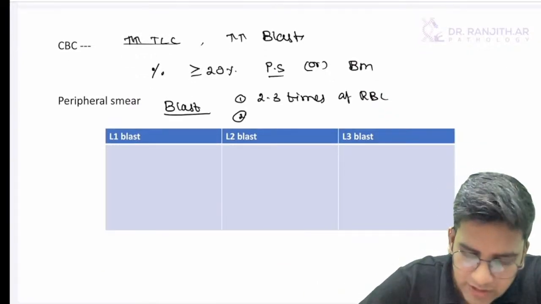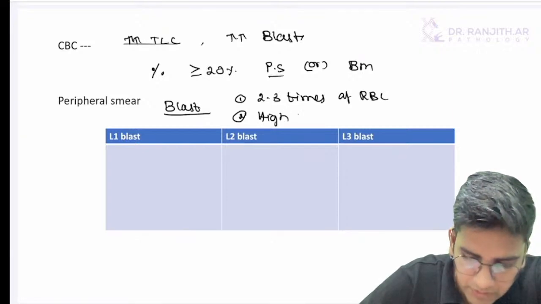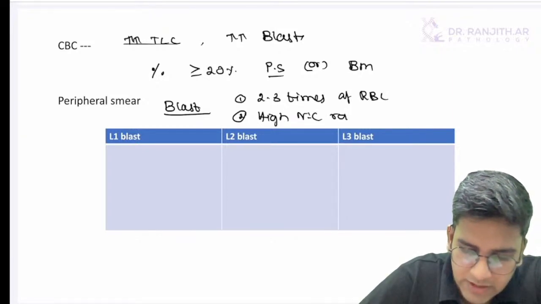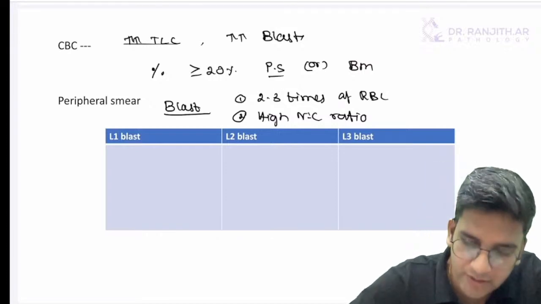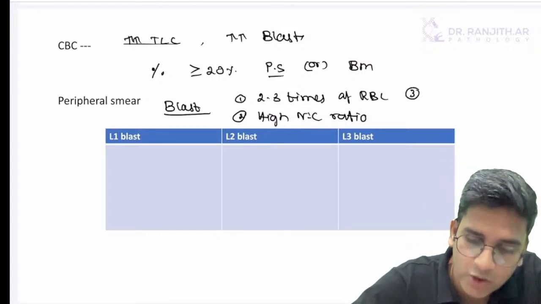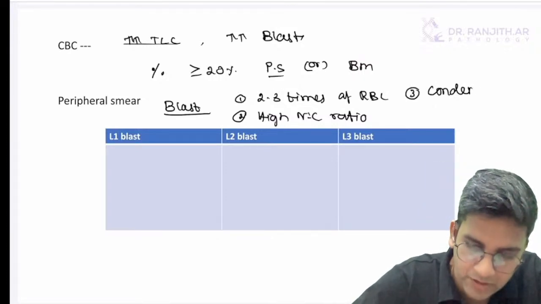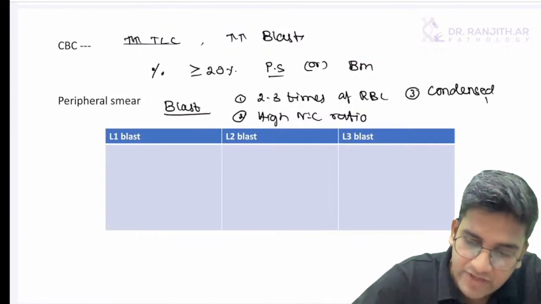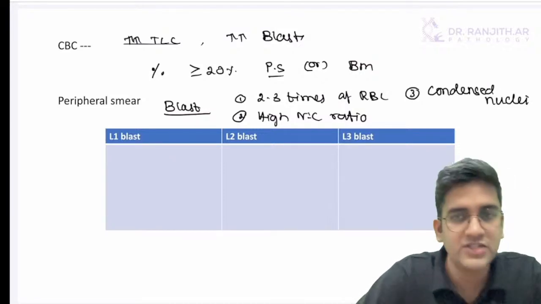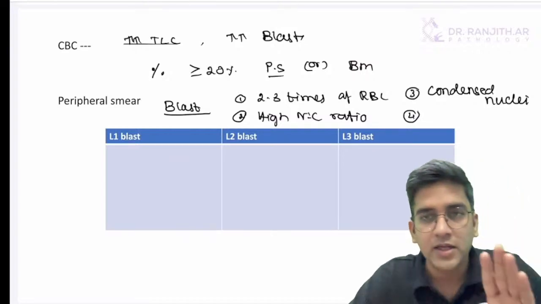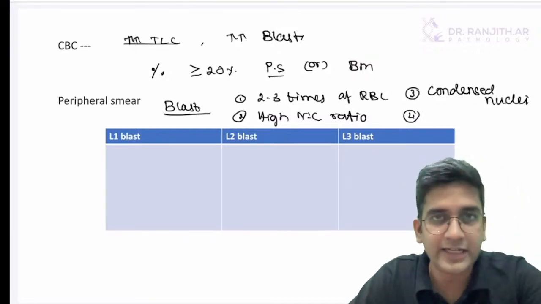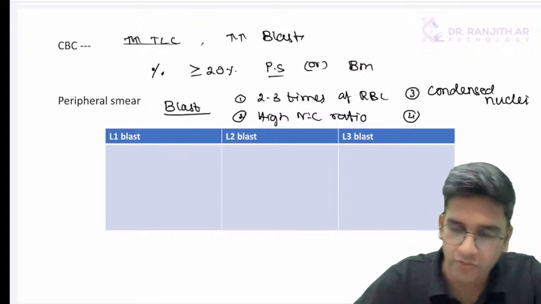Second, you'll have a high NC ratio. There'll be more nucleus and less cytoplasm, so a high NC ratio. Third, a very dark or condensed nucleus. Condensed chromatin is very characteristic of a lymphoblast. Fourth, we'll definitely deal with it later. I'll just go on with the class for now.